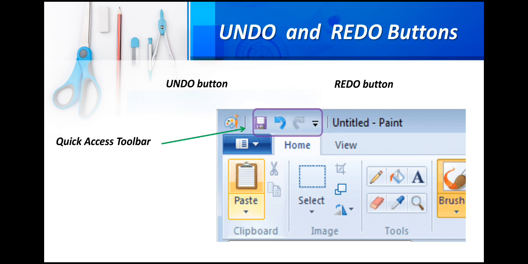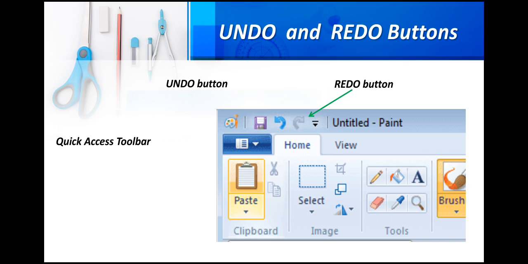Where is our undo button? Undo is the short form of the undo button. Okay, here it is. This arrow is turned toward the left-hand side and this is called the undo button. Okay, it reverses your last action performed. And where is, yes, here it is, blue color. Blue color means that at this time it is active.